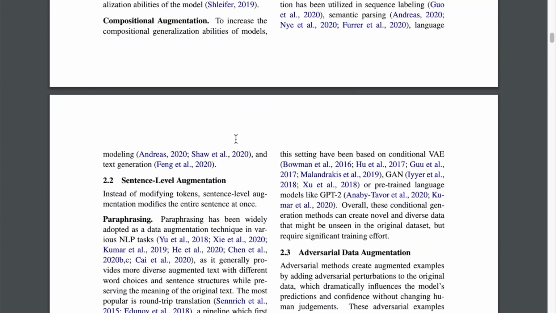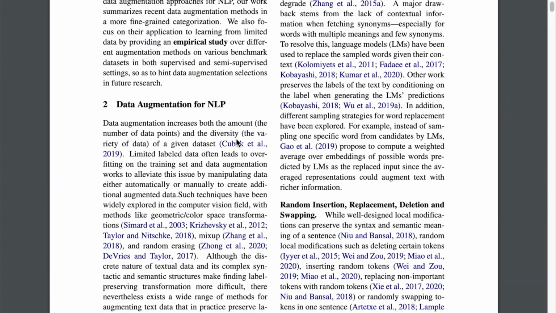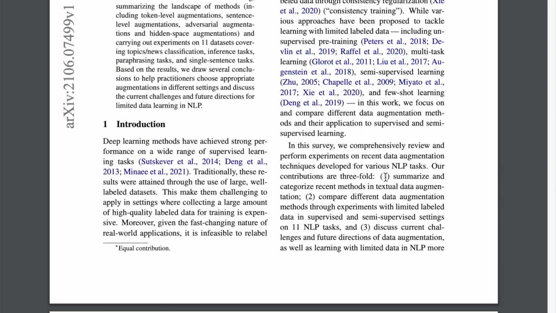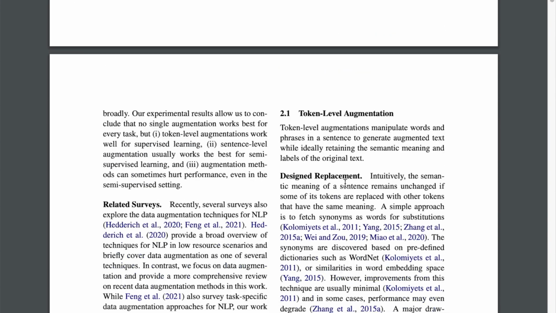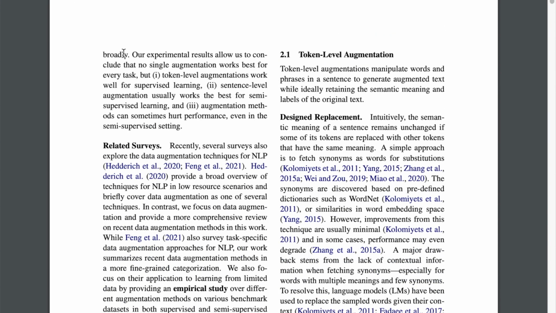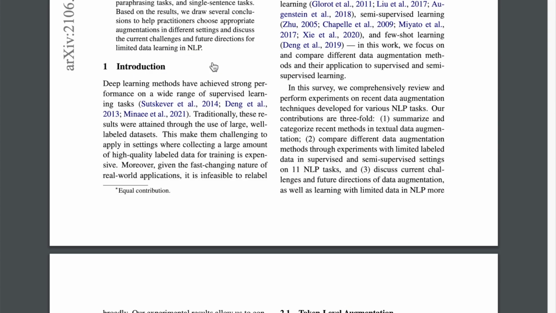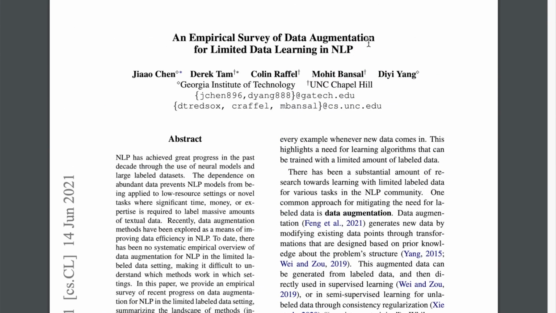And I think overall they highlight 3 key takeaways from their study. Sorry, this is the takeaways from their experimental results. Token level augmentations work well for supervised learning. Sentence level augmentations usually work best for semi-supervised learning, and augmentation methods can sometimes hurt performance even in the semi-supervised setting. So overall, another interesting survey of looking at how data augmentation is being applied to natural language processing and text data.